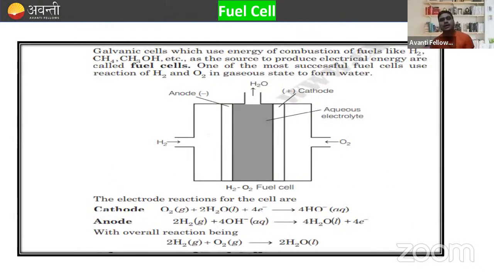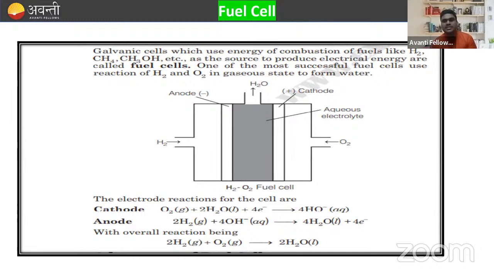Right. So the next one is the fuel cell. This is also a very important battery that we use. So what are fuel cells? Fuel cells are galvanic cells which use the energy of combustion of fuels like H2, CH4, methanol, etc. as the source to produce electrical energy.